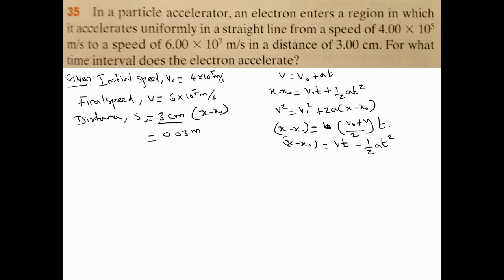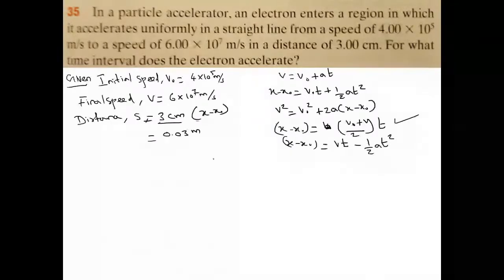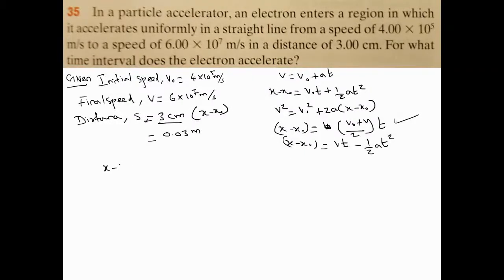So for time, you can better use the fourth equation. Directly you will get the answer. Yes. So x minus x naught is equal to the average speed multiplied by time. So what is your value here? Your value of this is 0.03.